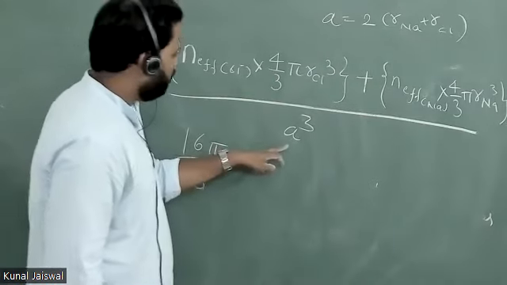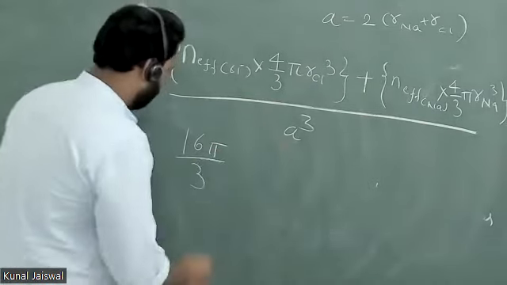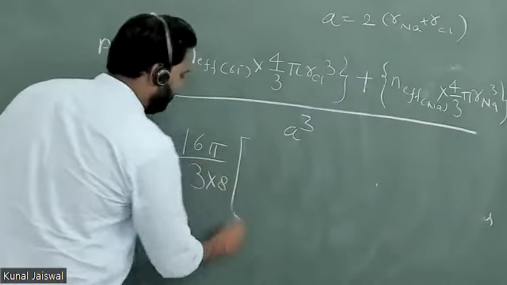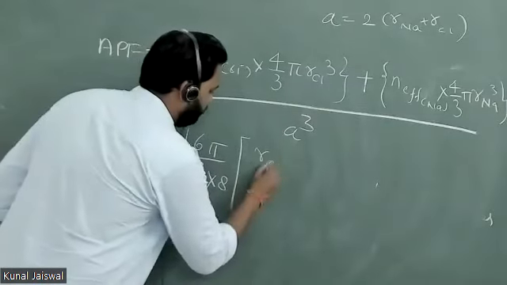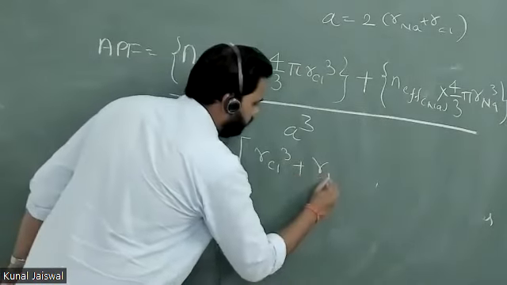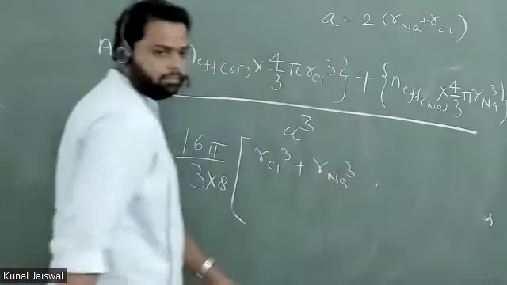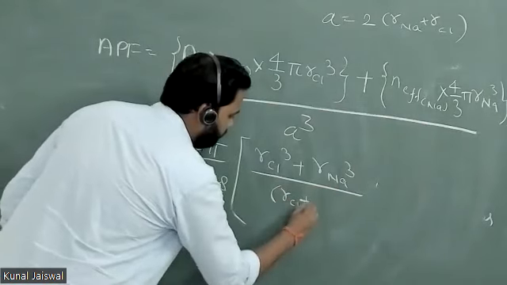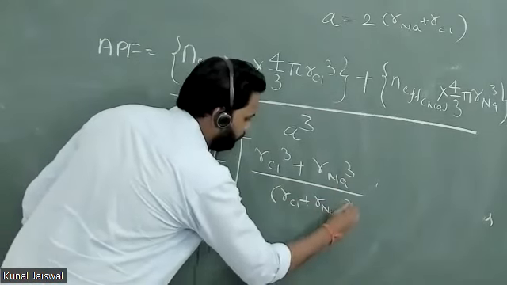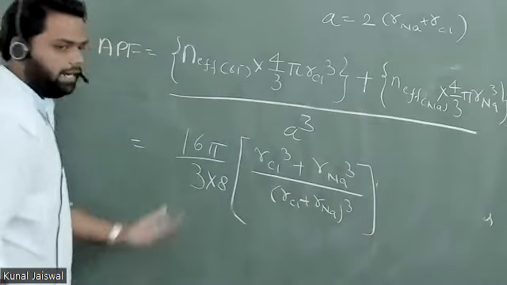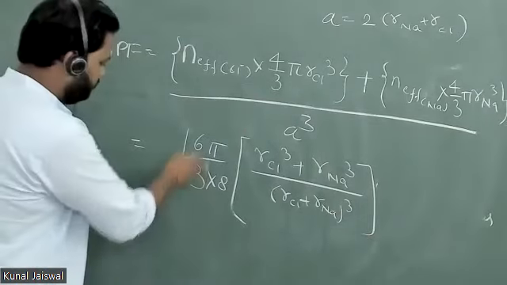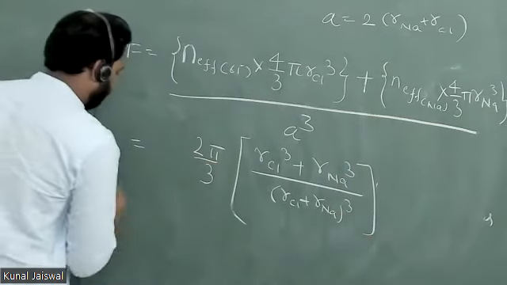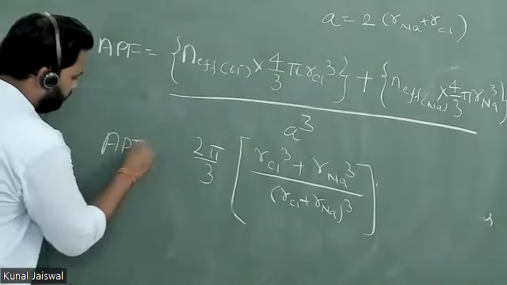And what will be this factor? 8. 2 cube will become 8, right? And what will be inside? R of Cl cube plus R of Na cube divided by R of Cl plus R of Na whole cube. And you can also write it as 2 pi by 3. Simplify this. This will be 2 pi by 3. This will be the packing fraction.